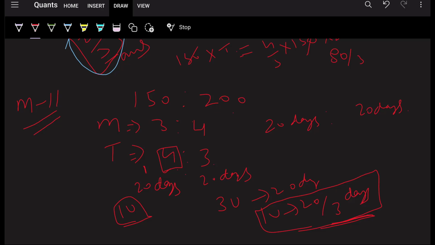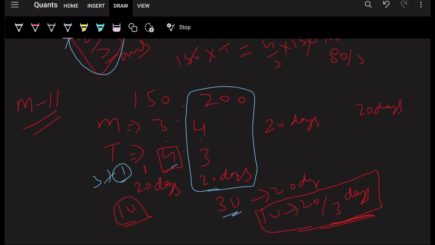This is a very important concept. We can do this by ratio. The ratio of the number of men is 3 is to 4 and the time ratio will be 4 is to 3, and 200 men are taking 20 days. So solving this, if 3 units is 20, then 1 unit is 20 by 3 days, and 1 unit is extra here. 4 will be 3 plus 1. So for 1 it is 20 by 3 days extra period of time.